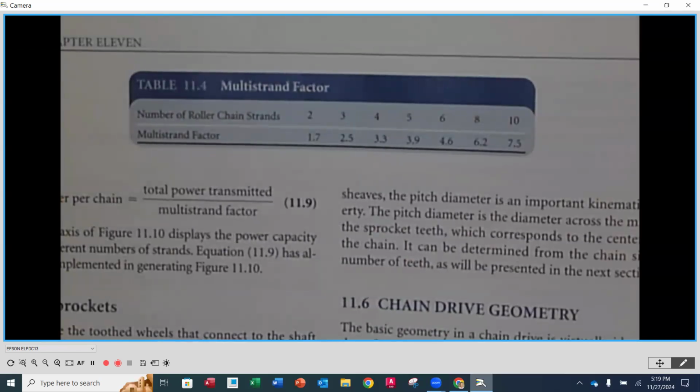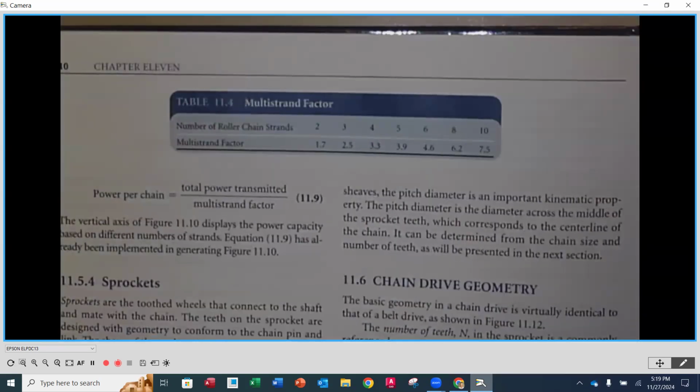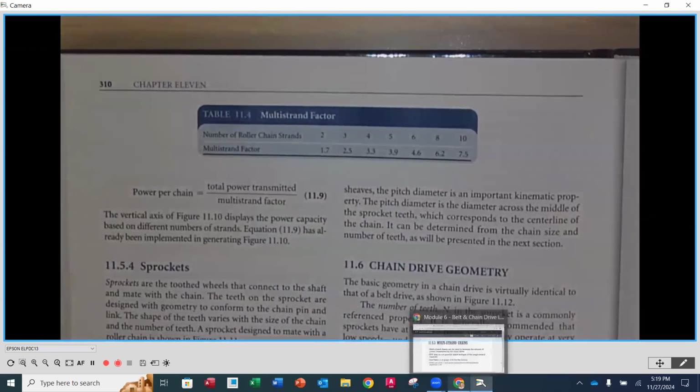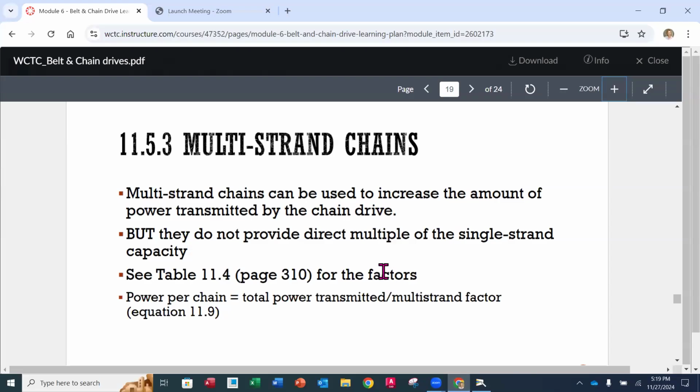I don't think anything that you're doing, you're going to be worrying about that, but it is a good point because you will be revisiting chain drives when you do machine design elements, and there you will see these number of strands come up in problems that you're potentially going to do.